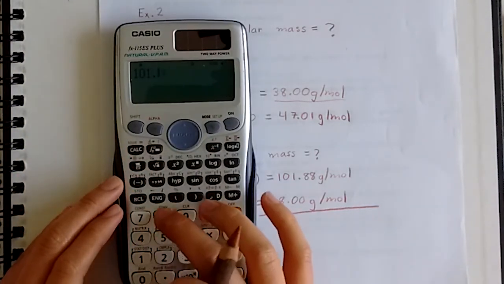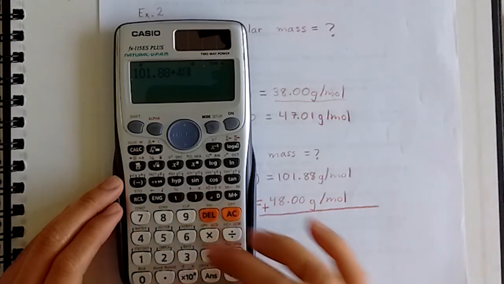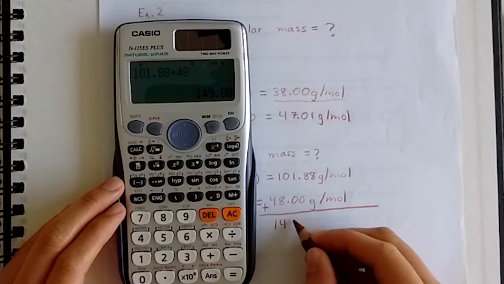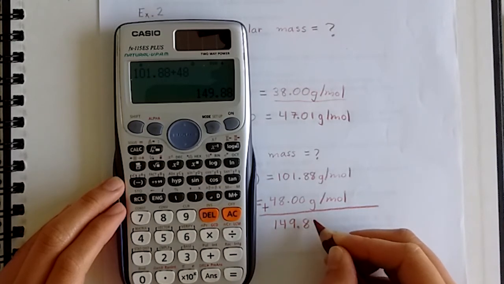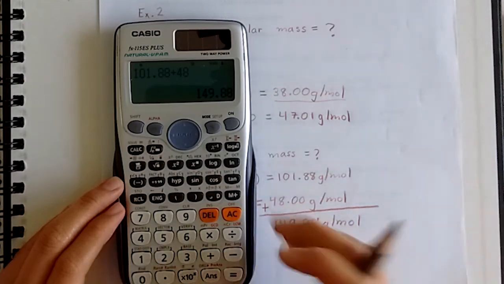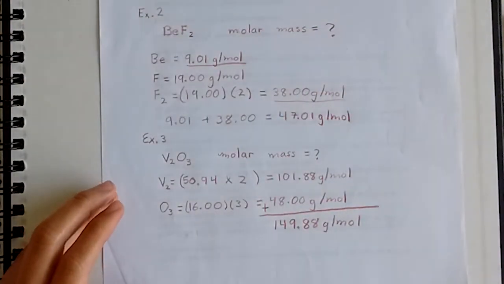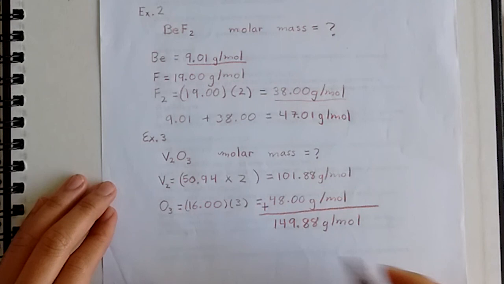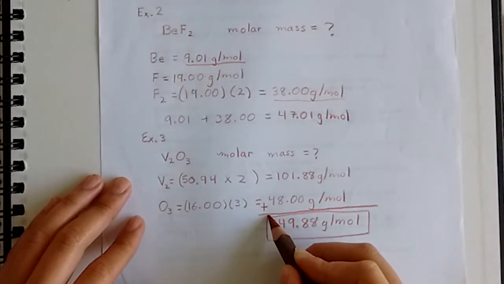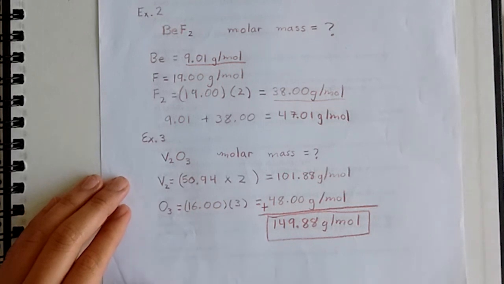So we have 101.88 plus 48, which gives us 149.88 grams per mole. So this would be our molar mass for vanadium 3 oxide.